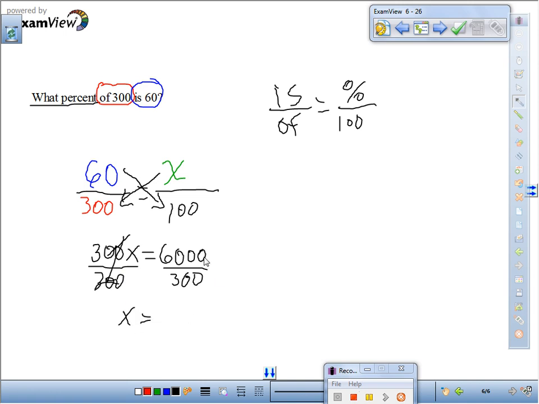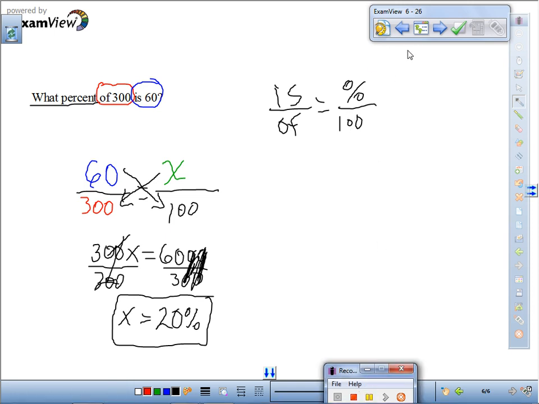Can we get rid of some zeros? Yes, this one and this one. What is 60 divided by 3? 20. And what is the question? What percent? So this one you need to write percent. Make sure you answer the question. If you just write 20, I'm going to mark you points off. I want to make sure that you understand what you're doing, not just doing numbers, and that's it.